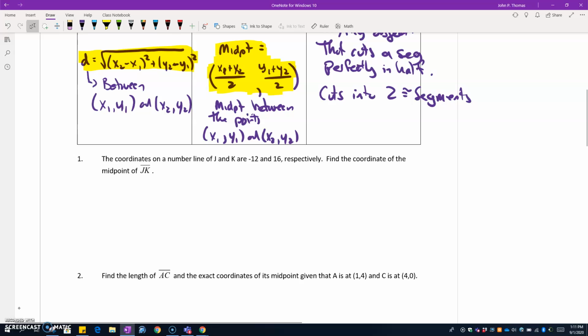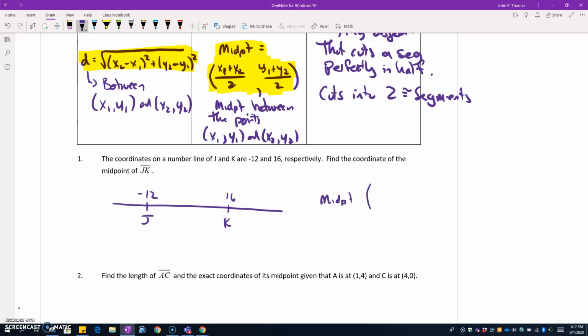If I go to my first example, it says the coordinates on a number line, J and K are negative 12 and 16 respectively. It says find the coordinates of the midpoint. So J is at negative 12. K is at 16. I only have one dimension, so I'm only using one aspect of the midpoint formula. On this, we're really only concerned about the x.